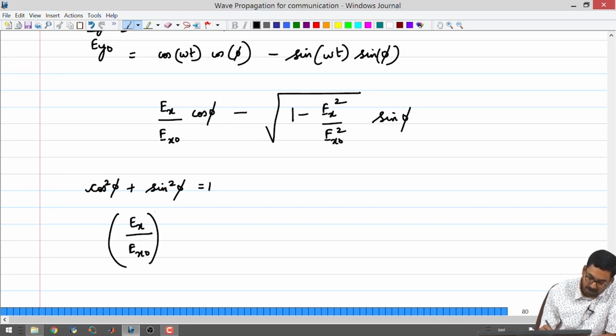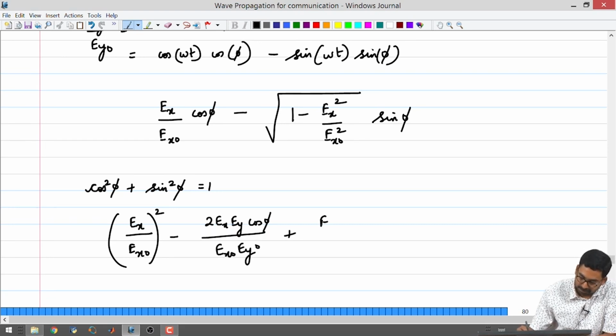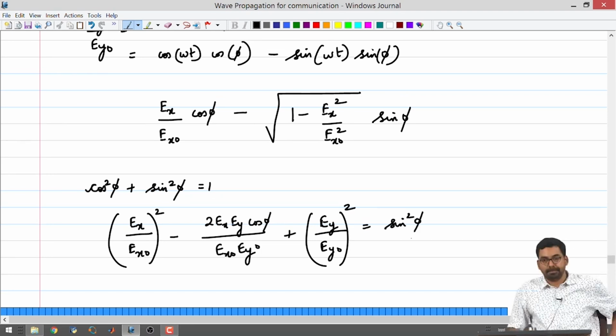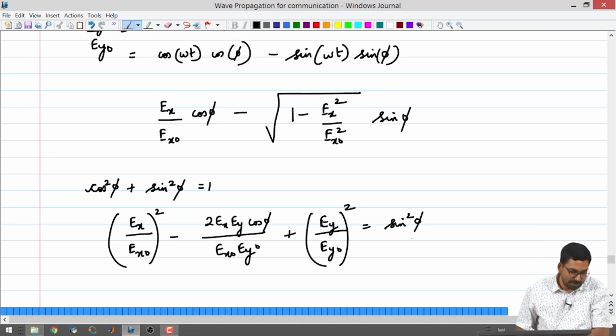So I will have (Ex by Ex naught) the whole square minus 2 Ex Ey cos phi by Ex naught Ey naught, and so on. I have obviously skipped steps, but you can fill them in yourself. Cos square phi plus sin square phi is equal to 1, and we are using this to arrive at a relationship between Ex and Ey, that is all we are trying to do. We will spend some time on the interpretation rather than the equation itself.